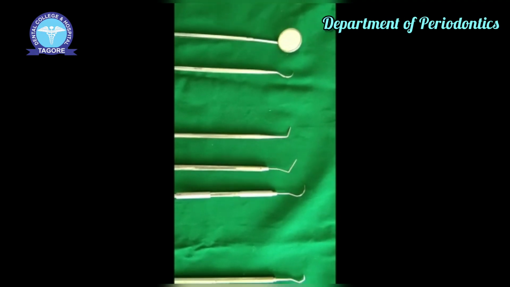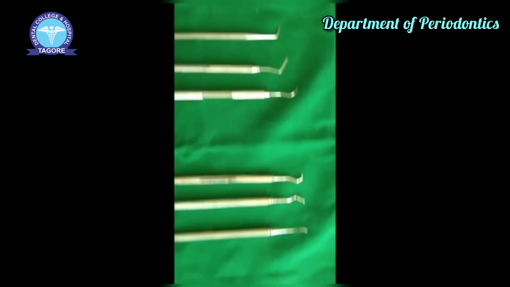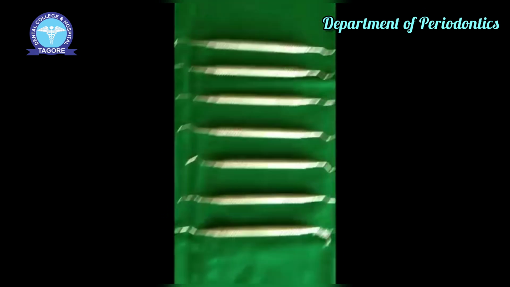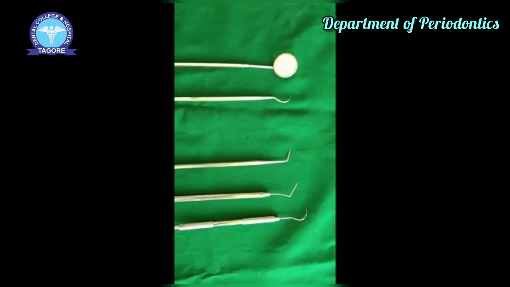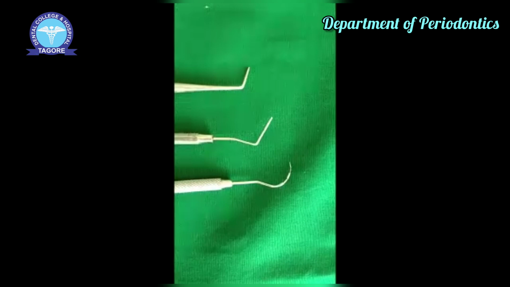In this video we will see about periodontal instruments. Periodontal instruments are classified into diagnostic instruments, scaling instruments and root planing instruments. Diagnostic instruments include mouth mirror, explorer and probe.